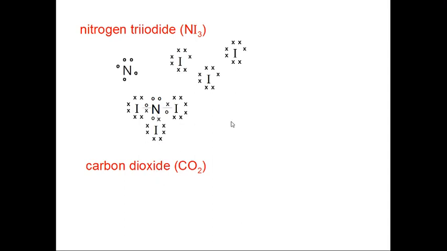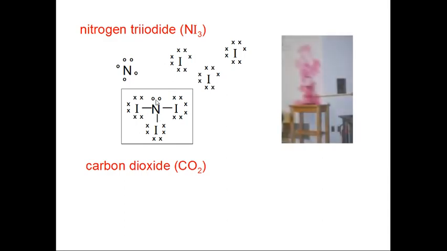Same idea. You just only need to make 3 bonds to make nitrogen happy because it had already had that extra electron there. And so you have 1, 2, 3, 4, 5, 6, 7, 8 electrons around nitrogen, 8 around iodine, 8 around iodine, 8 around iodine. Now carbon dioxide is where it gets a little bit weird.